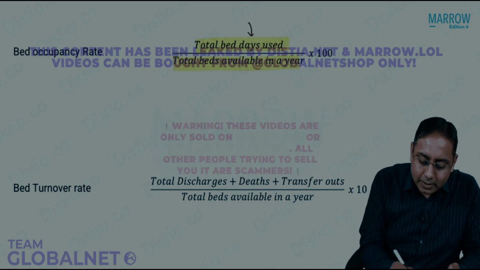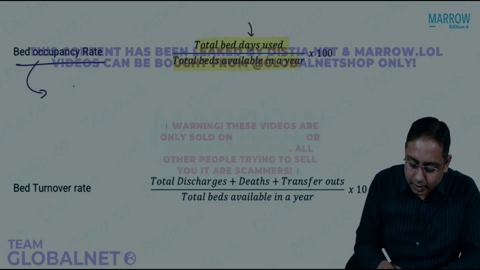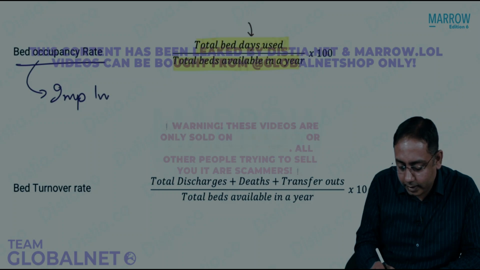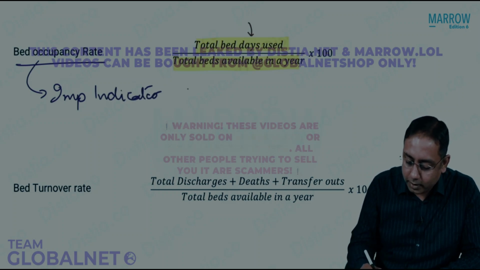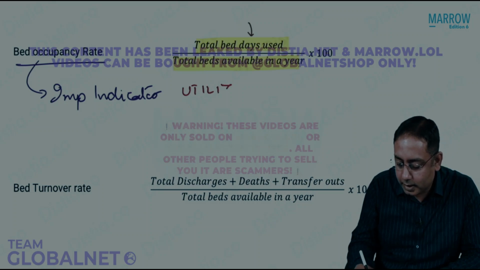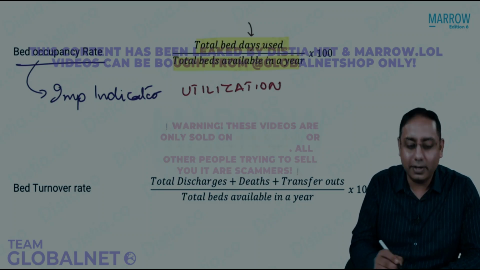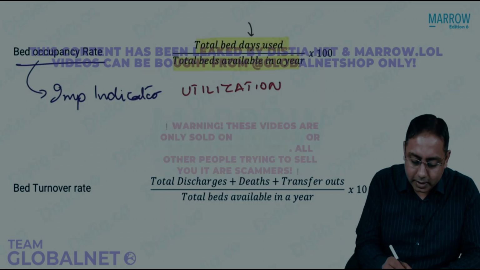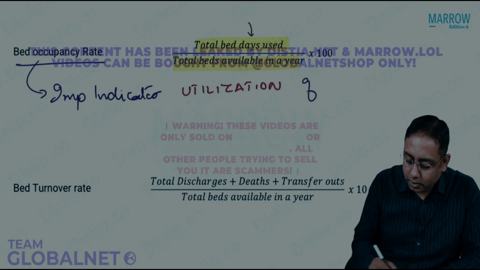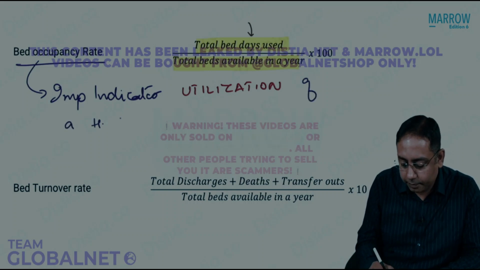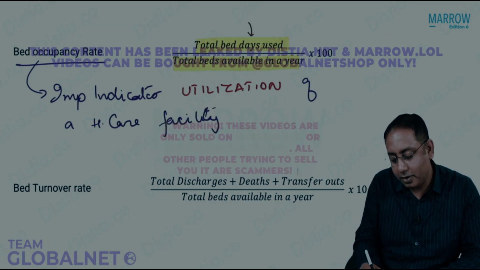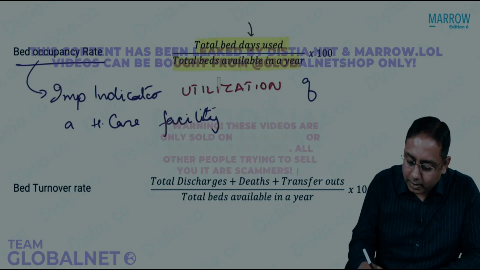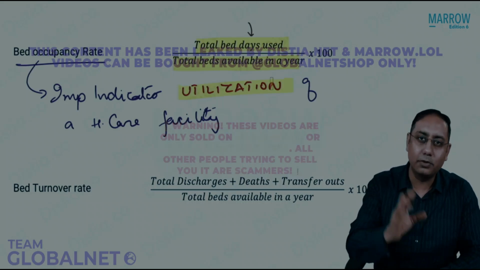MCQ. It is an essential, important indicator for what? It is an important indicator for utilization of the hospital or the healthcare facility, utilization of healthcare facility in the population. Okay, so can you understand that? It is very simple. It is the utilization indicator, that is the bed occupancy rate.